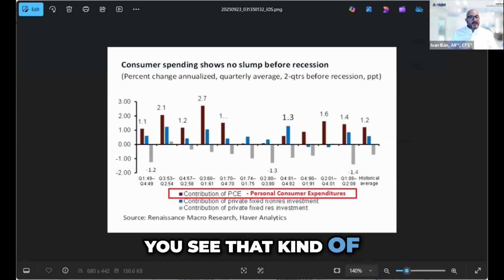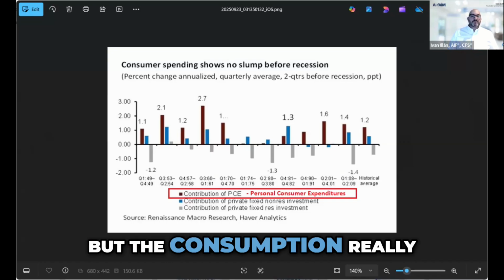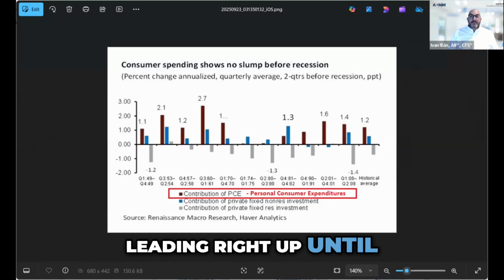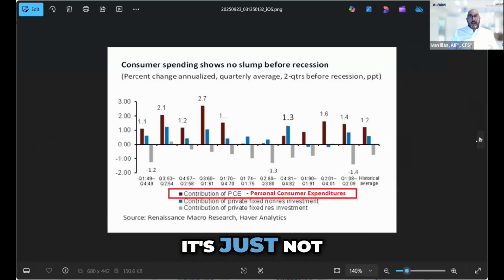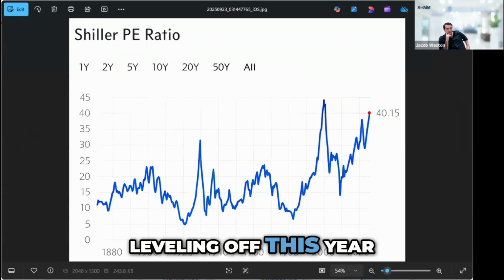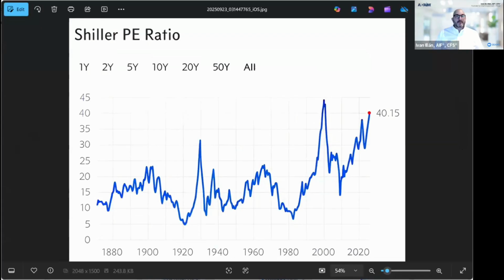You see that kind of slow down, but the consumption really remains quite strong, leading right up until it's just not. Well, and that number's been leveling off this year. I wouldn't say it's declined, but it's leveling. That's right. Yeah.